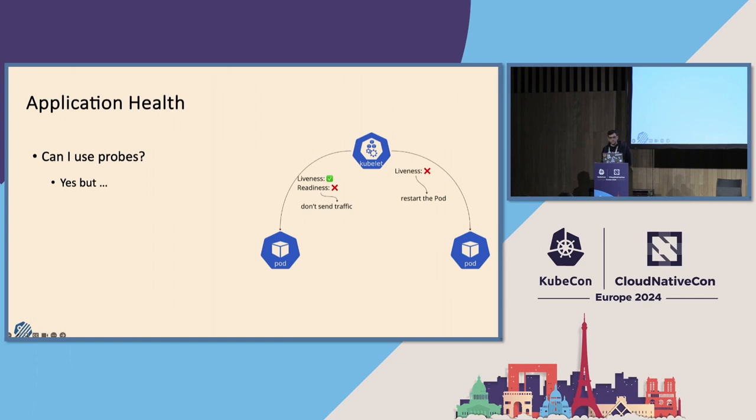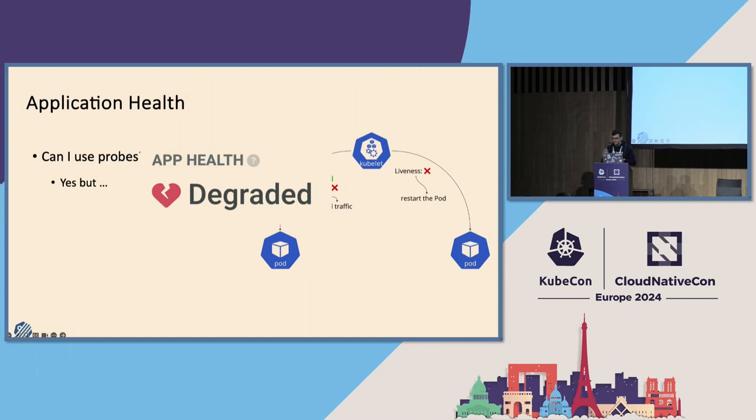And if the application instead says, I'm live, then Kubernetes will also try to fetch the readiness probe. And if it gets an HTTP 200, then we simply redirect some traffic to it. If it's not a 200, we simply don't do anything. So sounds good. Can't I just use probes to define my application health? Well, that's exactly what Argo does.